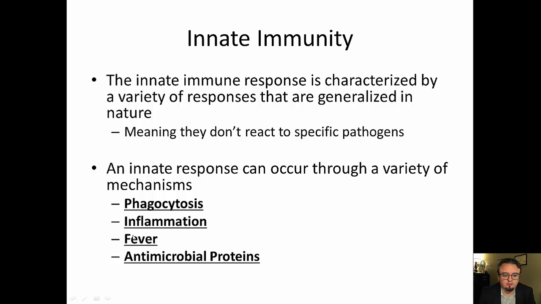Inflammation can lead to fever, and there's also a cascade of a variety of different what are called antimicrobial proteins. So these are kind of acellular immune components that will attack and try and ward off various invading microbes. So really, it's a whole series of reactions that all kind of work together.